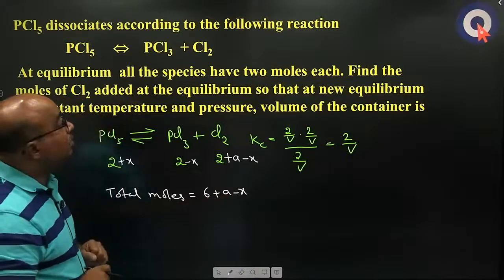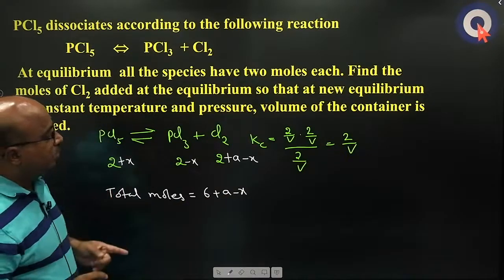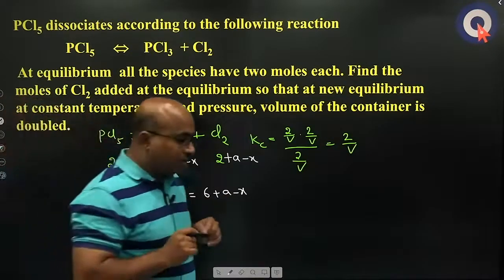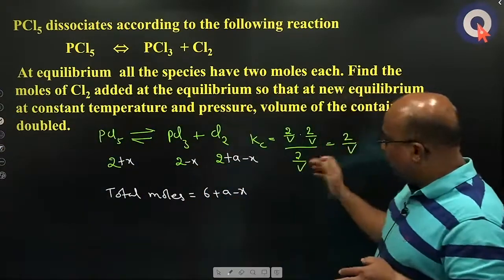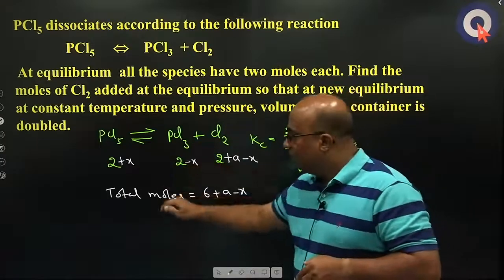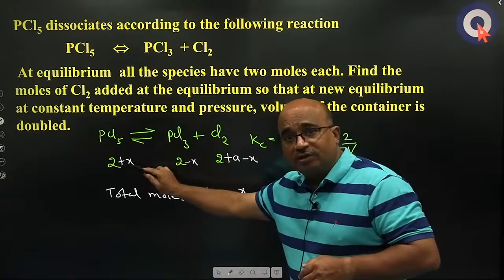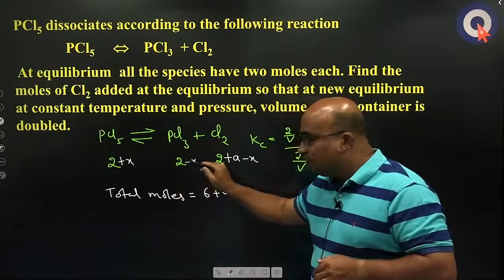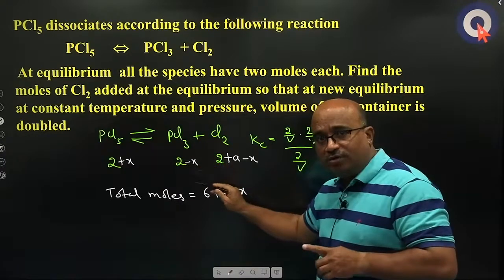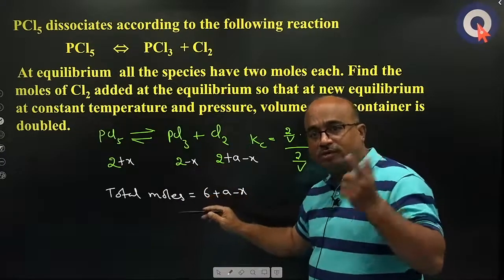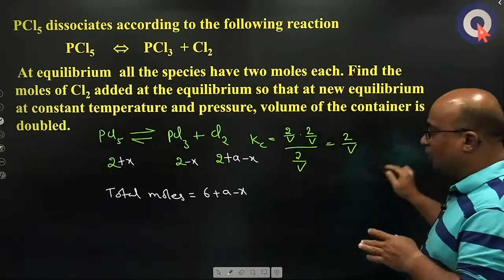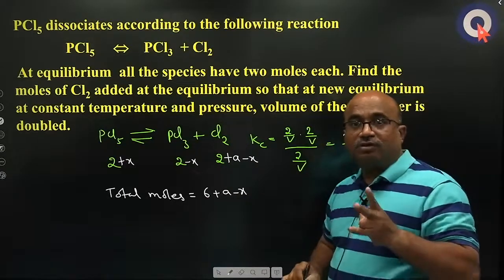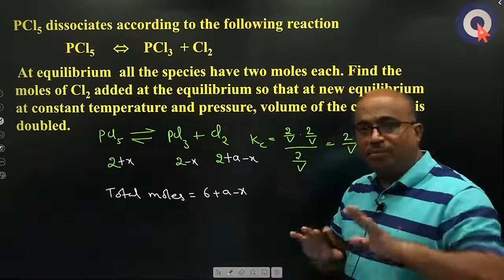Now, what is given as a hint? Because we can't determine the X value from here. Even if you take the volume as 2V, the concentration should become 2 plus X by 2V, and this concentration should become 2 minus X by 2V, because he said the volume doubles. It is 2 plus A minus X by 2V. If you substitute in this, you have two variables. So try to minimize the variables. That is the main important thing.